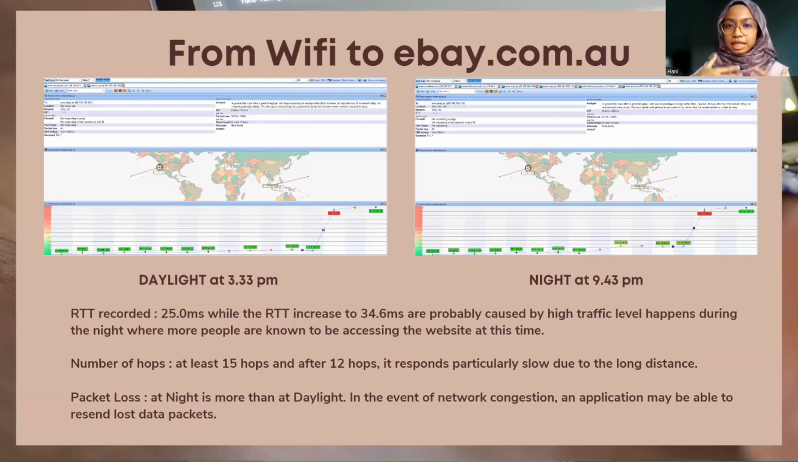The number of hops is at least 15, and after the 12th hop, it responds particularly slowly due to the long distance. The packet loss is more at night than at daylight. This is because of network congestion; an application may be able to resend those lost data packets.